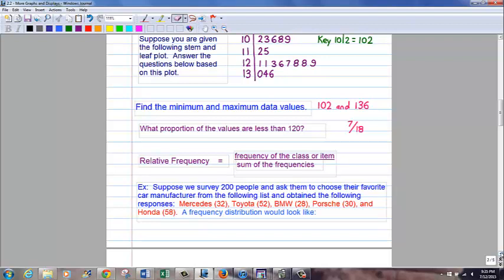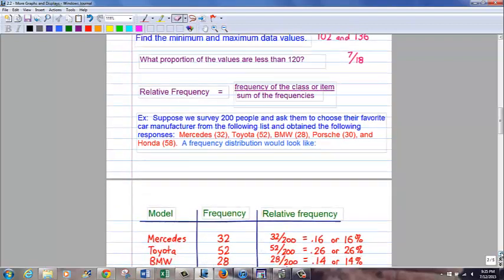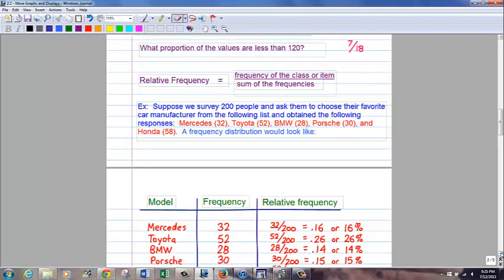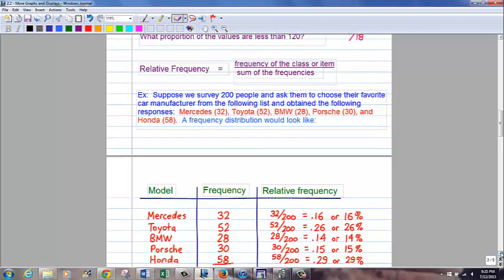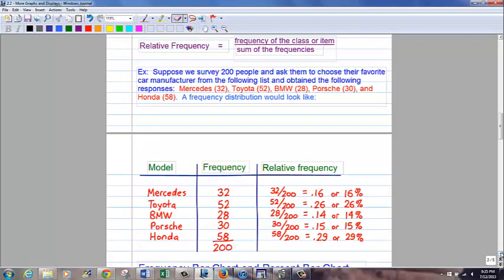Now here's an example. Let's say we surveyed 200 people and we only gave them 5 automotive choices, not any car they could pick. Which out of those 5 is their favorite? So this is a frequency distribution now where we're using qualitative data, not quantitative. So we don't have numerical data here. This is strictly qualitative.